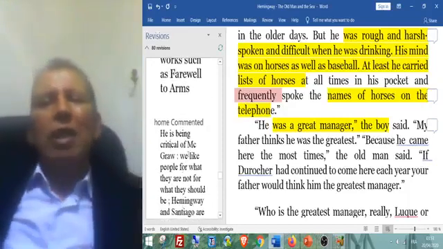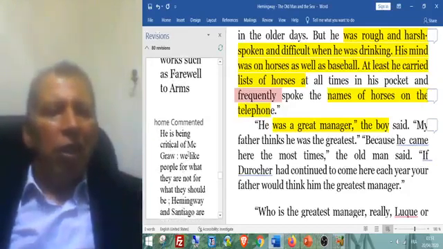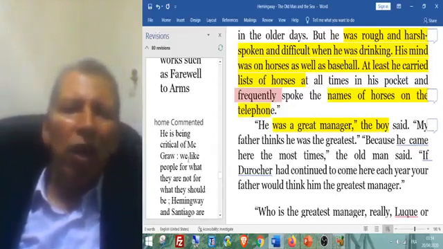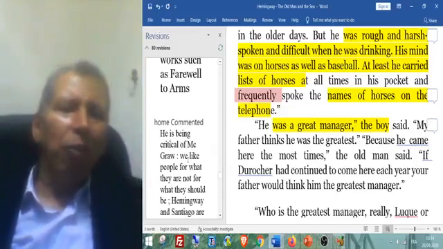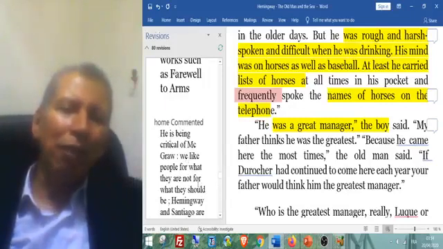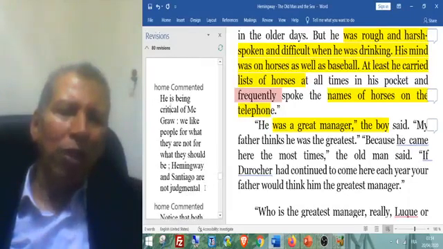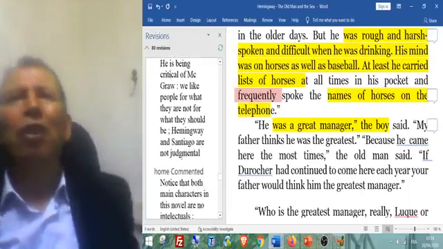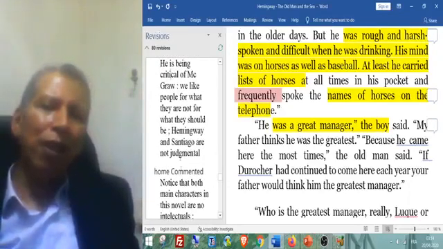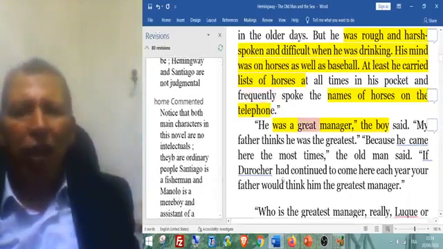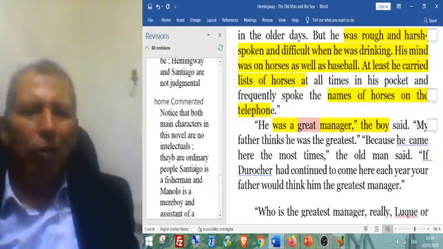So Santiago admires McGraw despite his defects. So probably this is a hint to us. We could like people and not expect them to be perfect. We should like people for what they are and not for what they should be. Hemingway and Santiago are not judgmental. We should not be judgmental ourselves because nobody is perfect anyway. He was a great manager, meaning a great manager of baseball.